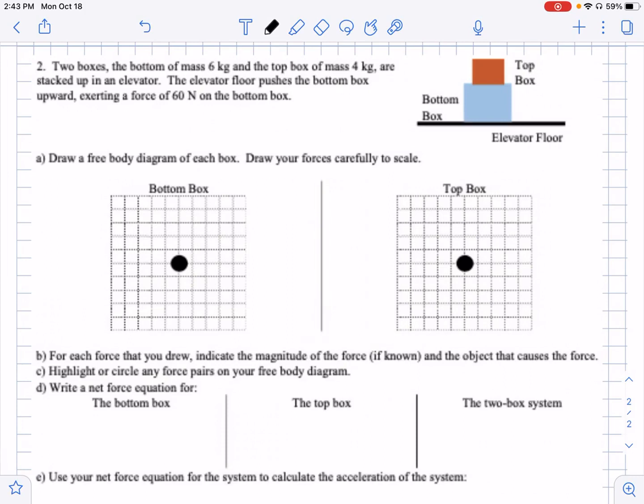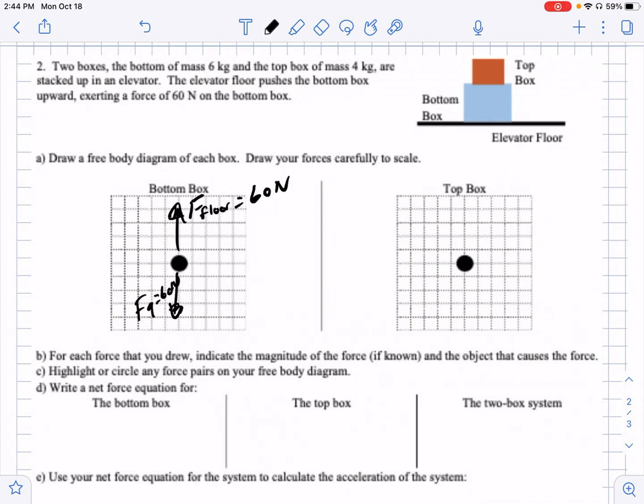So let's go ahead and draw our free body diagram. For the bottom box, we have the force from the floor, right? It's pushing up on it. And so we'll draw that going up. So this is a force from the floor, and it's equal to 60 newtons. And then we also have our FG going down. And so our FG for the bottom box is going to be 6 kilograms times 10, so it's going to be 60 newtons. So we'll draw that down, 60 newtons.